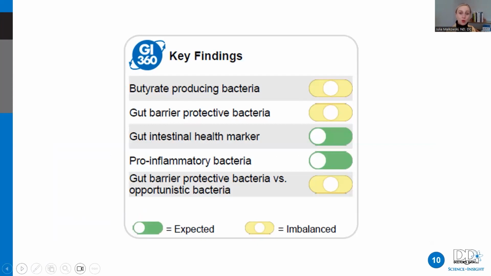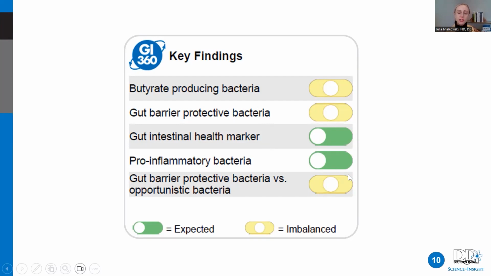So here's what you will see on page 1. This is a snapshot of the key findings. Again, the first group is going to be those butyrate producers. The second group is the gut barrier protective bacteria. The third group is the gut intestinal health markers. The fourth group is the pro-inflammatory. And then the last group is that balance between the gut barrier protective versus opportunistic. And the key is, again, green is indicating within normal limits, and then yellow is indicating outside the reference interval.